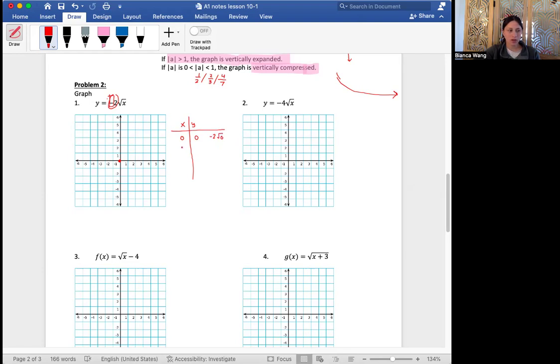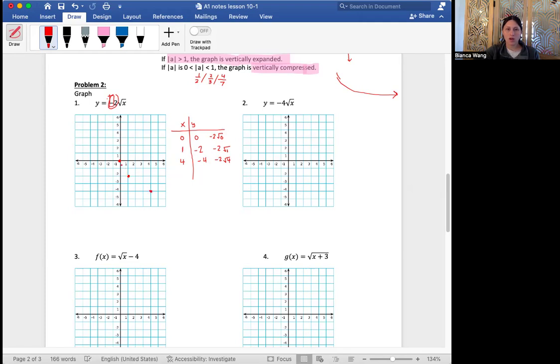Then let's pick, like, the number 1 to put in here. Negative 2 times square root of 1 is just 1 times negative 2, so this would be negative 2. And then let's pick a number that can be square rooted perfectly. So this would be negative 2 times square root of 4. Square root of 4 is 2, so 2 times negative 2 is negative 4. So now when I graph this, I have 1, negative 2, and then 4, negative 4.